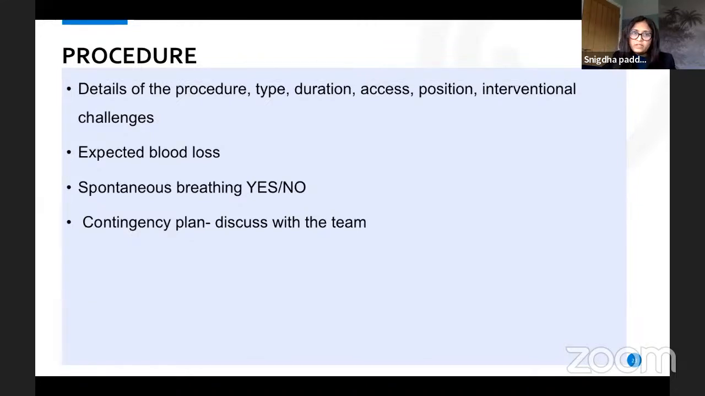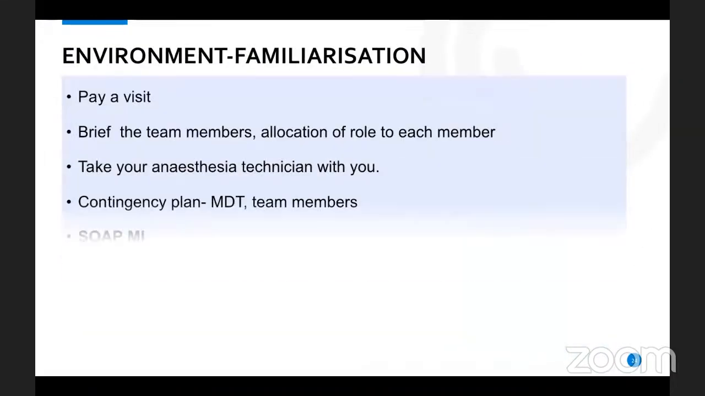So always have details of the procedure, like what is the type of the procedure, duration, access, position, any interventional challenges, what is the expected blood loss, and also what is expected from us. Do we need to maintain the spontaneous breathing of the patient or not? And what is the contingency plan? And always discuss the contingency plan with the team.